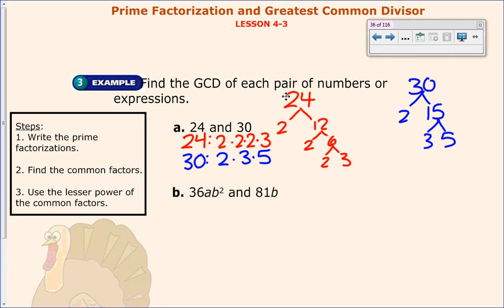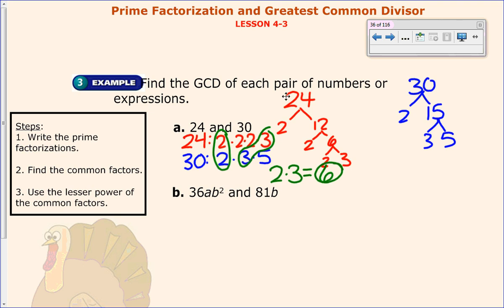Right, so now I wrote out their factors. Now I find the common ones. What ones do they share? Well, they share a set of 2s, and they share a set of 3s. All that's left, well, there's no more 2s or 5s to share. So I do 2 times 3, and I get 6. The GCF for A is 6.